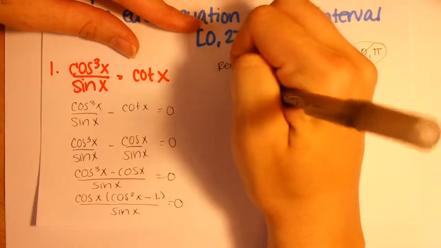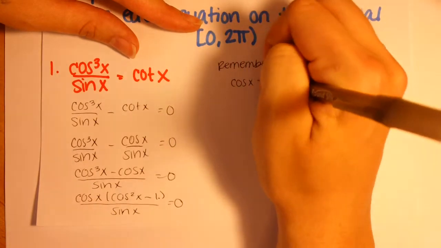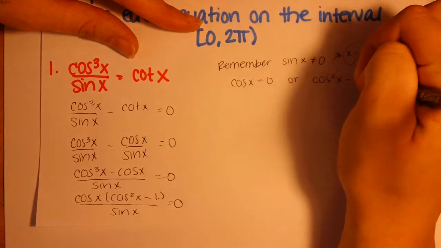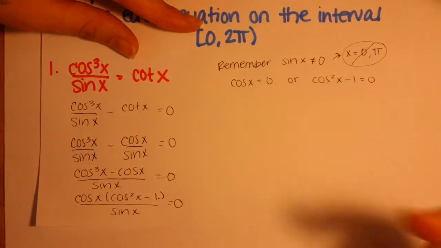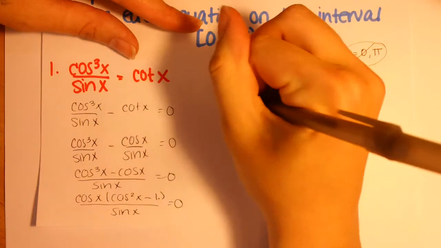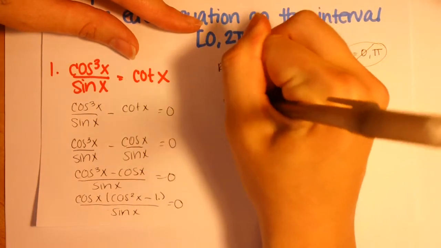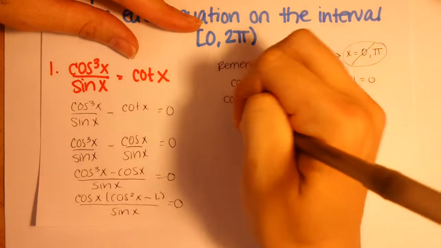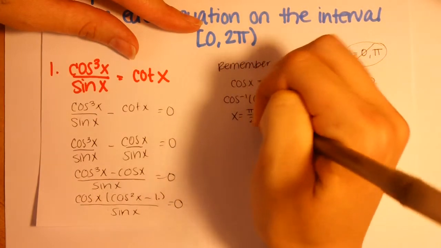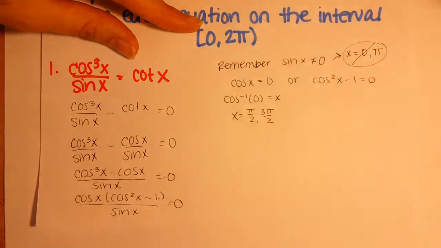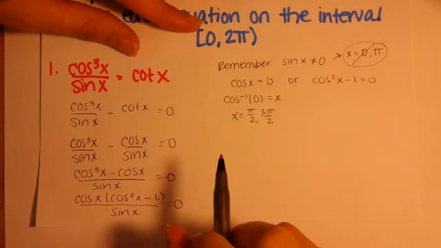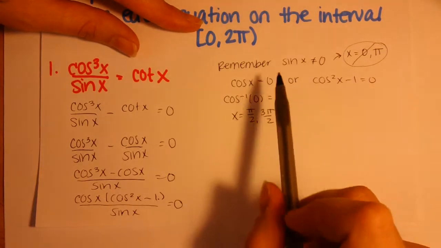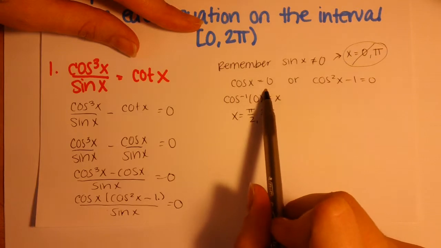So this means that cosine of x equals 0, or cosine squared of x minus 1 equals 0. So here we can use our inverse function. So we'll have cosine inverse of 0 equals x, and our x is going to be pi over 2 and 3 pi over 2, because that is where cosine of x is 0 using our unit circle. So when you evaluate cosine of x at pi over 2 and 3 pi over 2, you'll get 0.